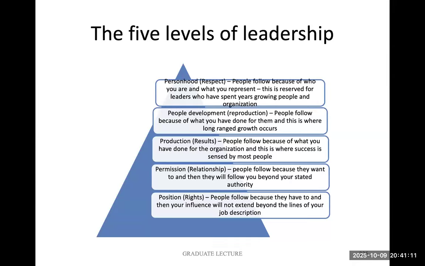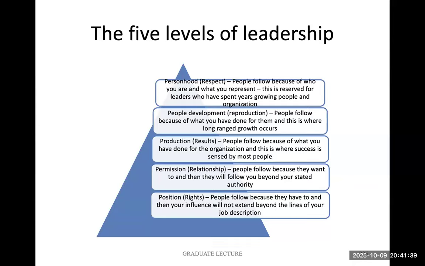So because you've done that, you have got to the level of leadership called reproduction. And people will follow you because of what you have done for them. They remember all the good things you've done for them, the enhancement, the transformation they have received under your leadership. And so you become their leader for life. But the highest of it all is that of personhood, or respect.